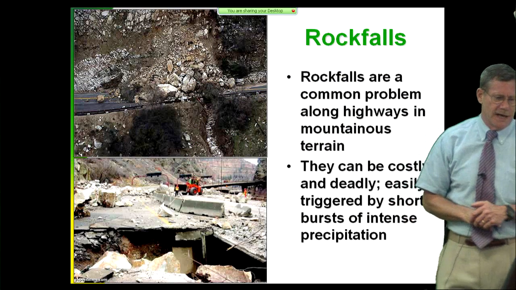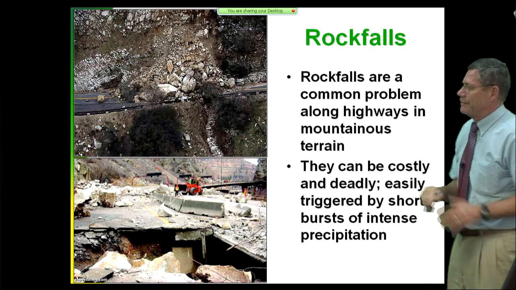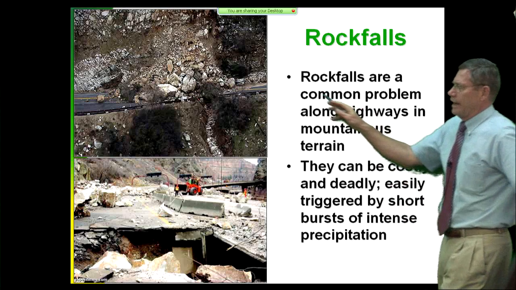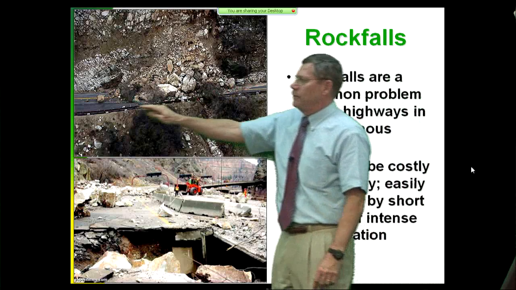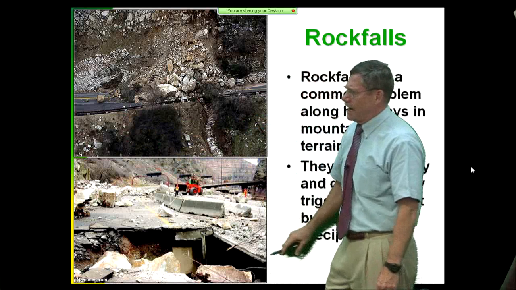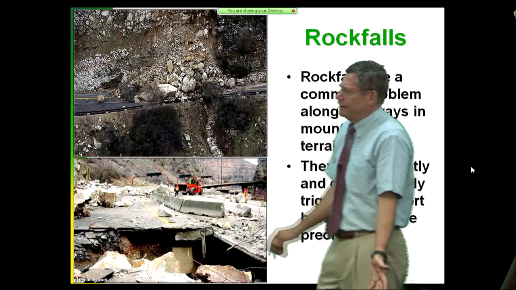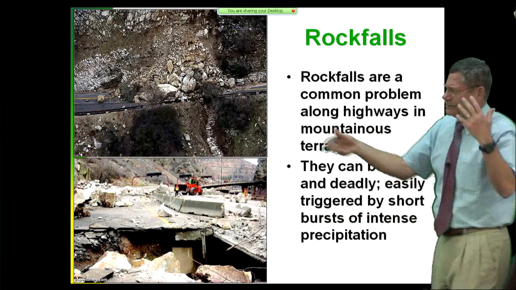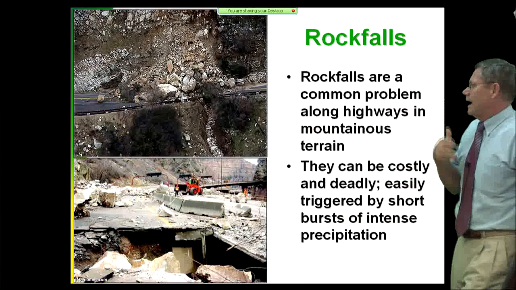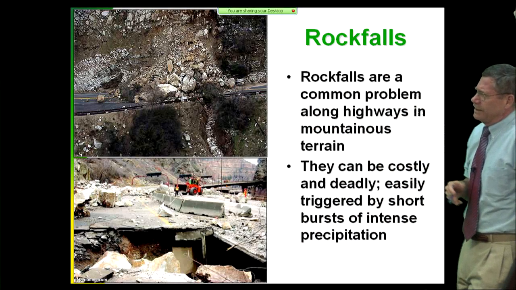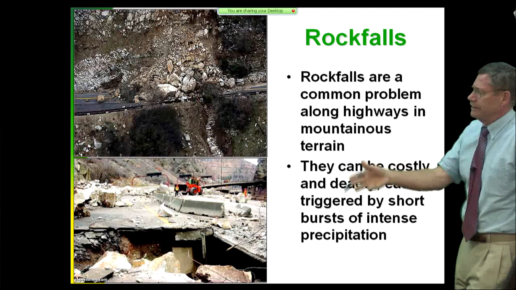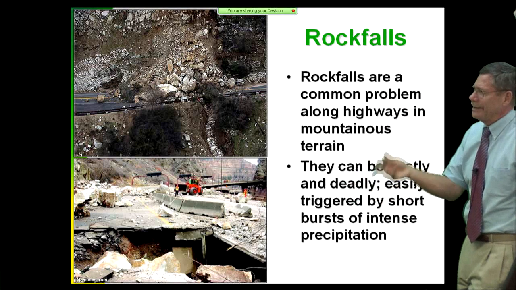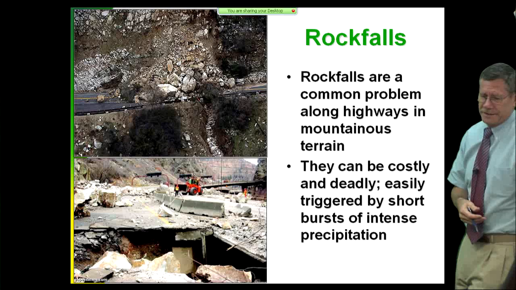Rock falls are common problems in highways and mountainous terrains. This is one on Interstate 70 in Glenwood Canyon. No highway was built with more engineering. Took 20 years to design. Won all these awards, and it's been pelted and closed repeatedly by the rock falls.